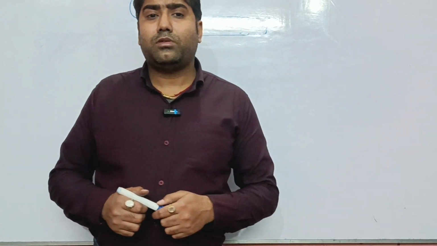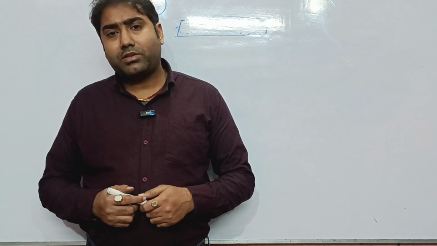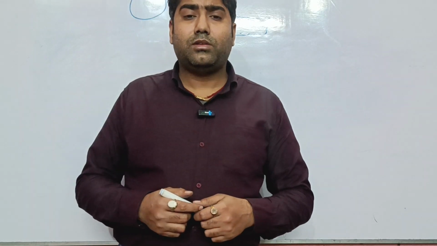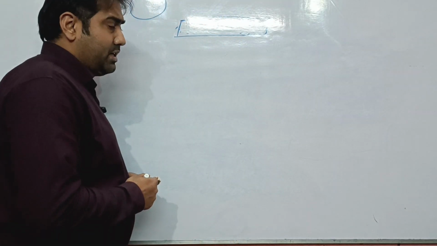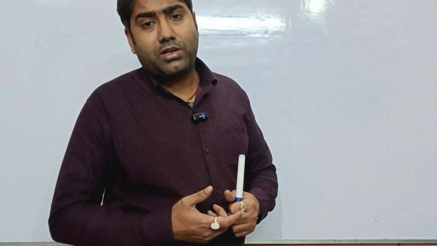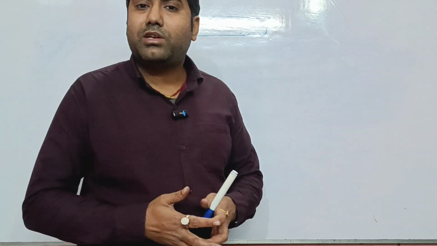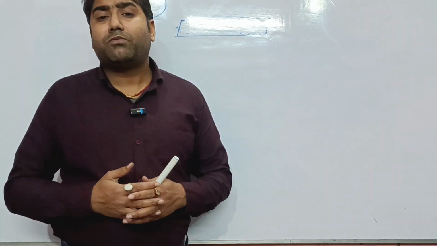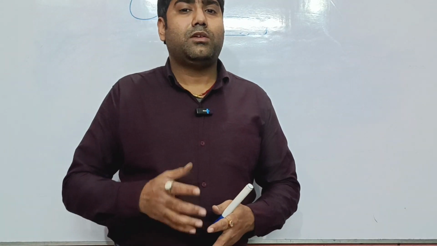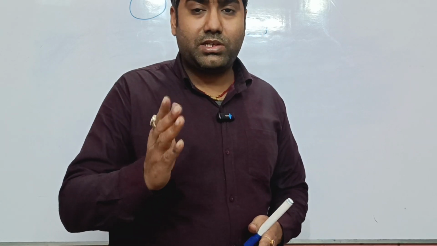So, first of all, what is a quadrilateral? A figure bounded by 4 line segments is called a quadrilateral. And here we will study the angle sum property of the quadrilateral. Here we have to prove the sum of all the angles of a quadrilateral is 360 degrees. What we have to prove here? We have to prove the sum of all the angles of a quadrilateral is 360 degrees.